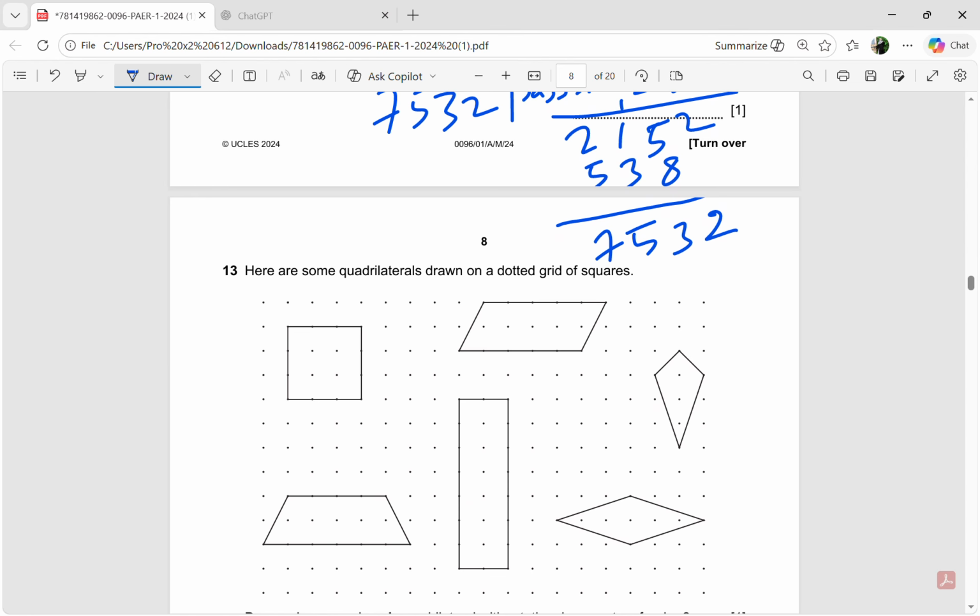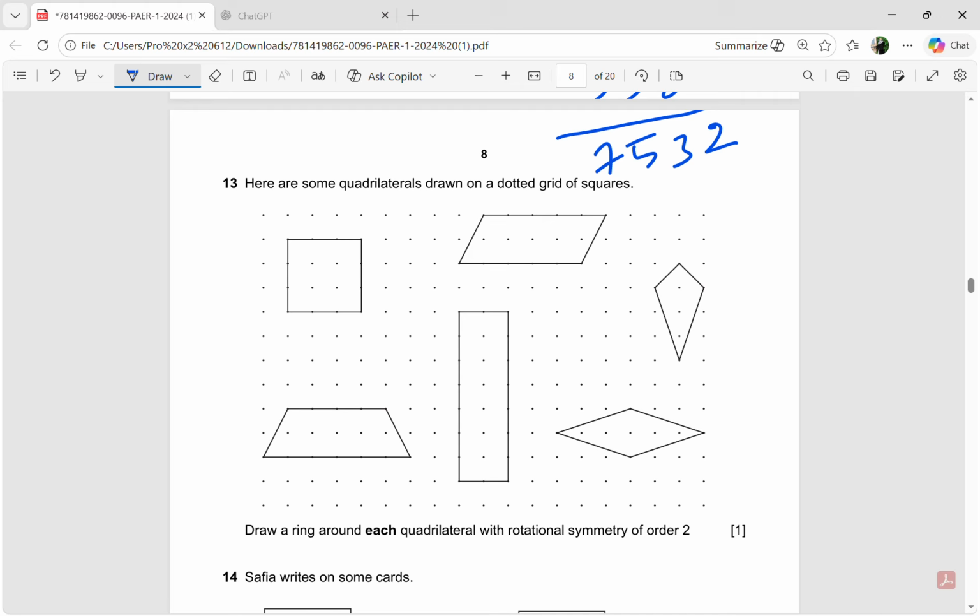Here are some quadrilaterals drawn on a square grid of squares. You are told to draw around each quadrilateral with rotational symmetry of order 2. So how many times will we get the same shape after a complete turn? If you rotate this through 360 degrees, you get the same shape two times. And also this one.